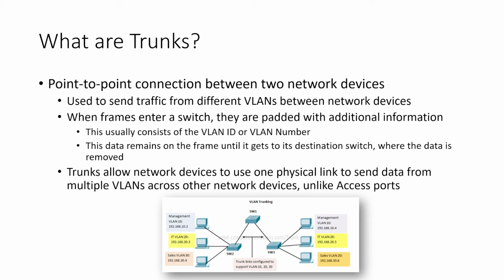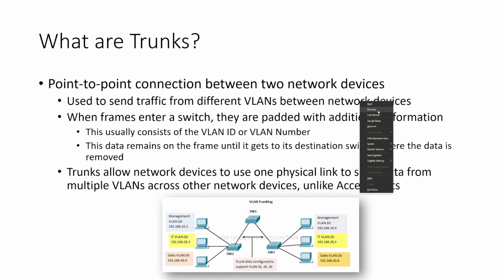What are trunks? Trunks are essentially the physical point-to-point connection between two network devices. Trunks serve the purpose of forwarding data from different VLANs across a network through singular physical links, as shown in the graphic below. When data enters the network, it is padded or encapsulated with additional data that usually consists of the VLAN ID or the VLAN number that the data originates from. Once the data reaches its exit from the network, that data is removed and the packet is de-encapsulated.